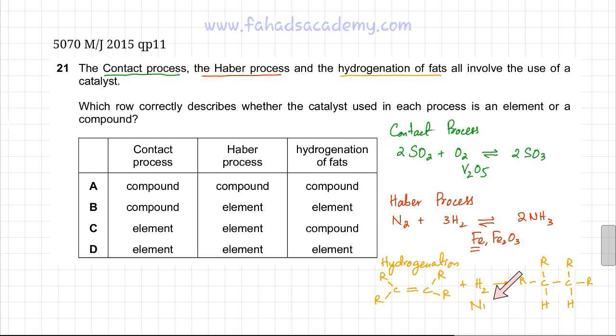So in this particular case, an element is used. For the hydrogenation of fats, nickel in its elemental form is used. So it's going to be this. For the Haber process, it could be a compound if you're using Fe2O3, or it could be an element as well. So both of these options can be correct. But for the contact process, it has to be a compound, which is vanadium pentaoxide, V2O5. So the only option which has all 3 correct is option B. So option B is the correct answer for this question.